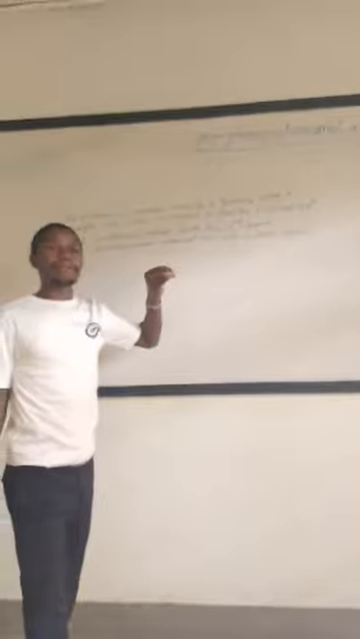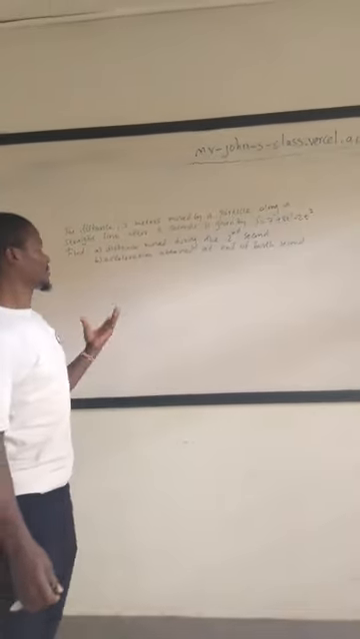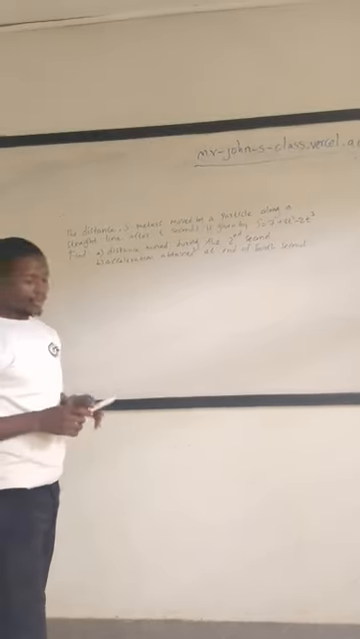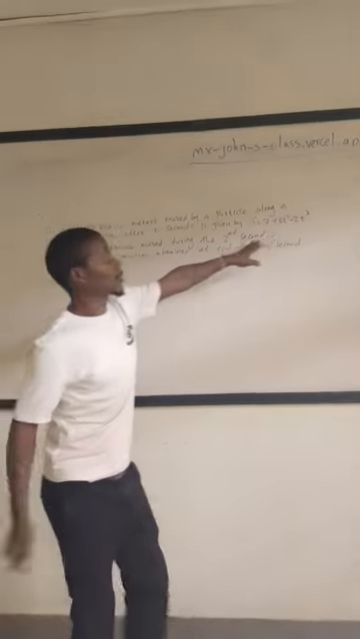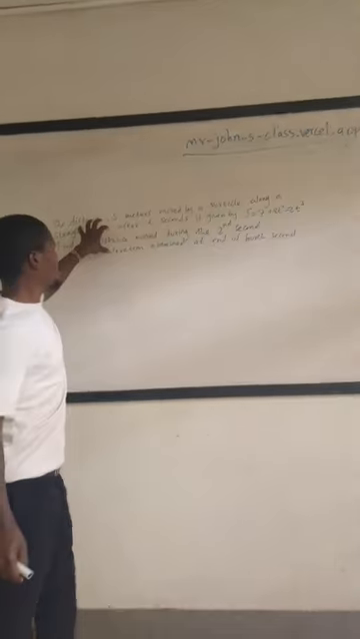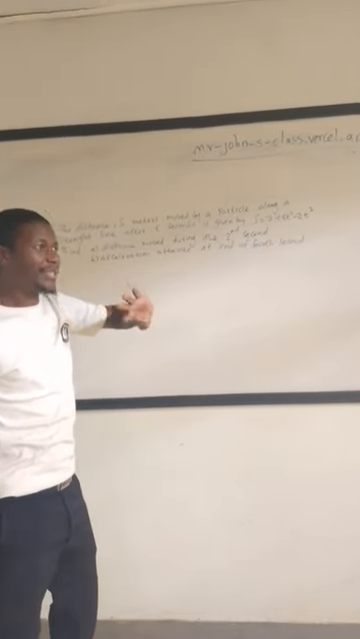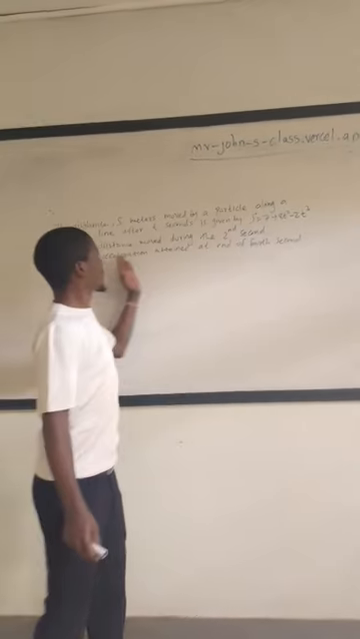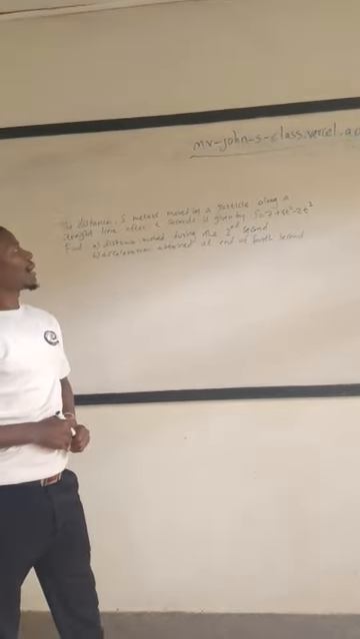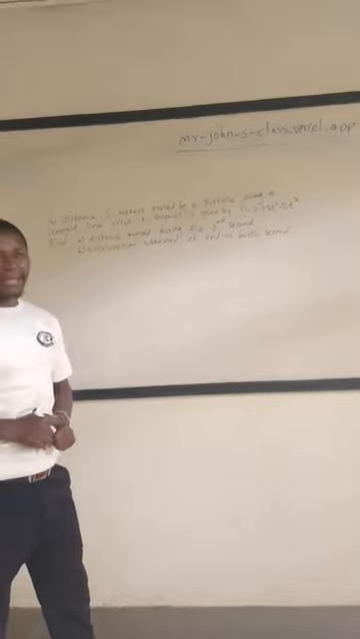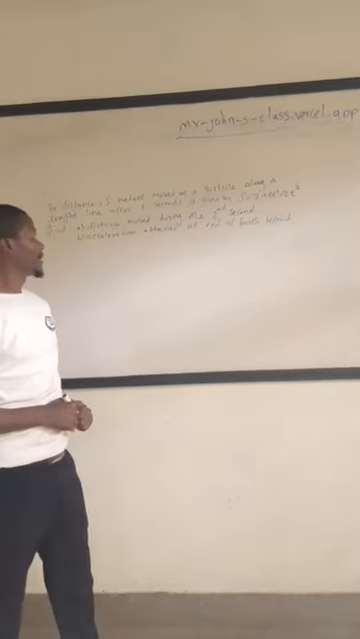This is a question on displacement, speed, and acceleration. We are given an expression for a certain particle that was moving along a straight line or in a given direction. We are going to get the distance moved during the second second.